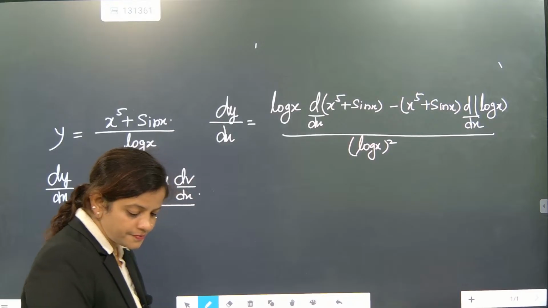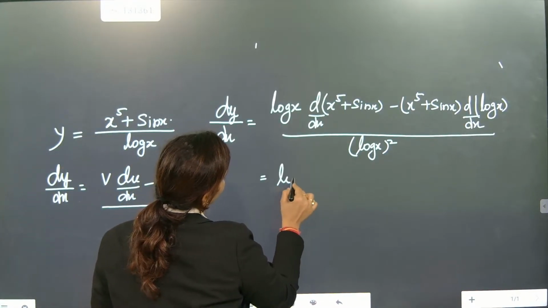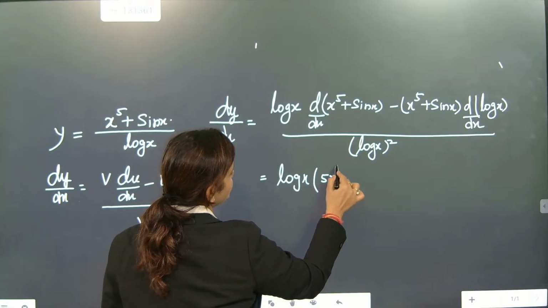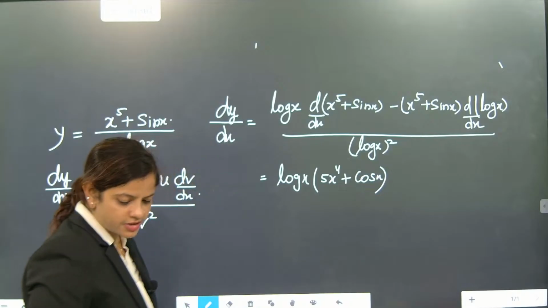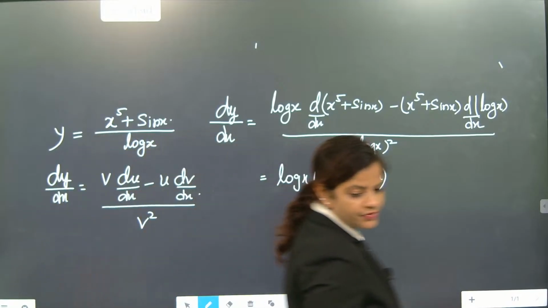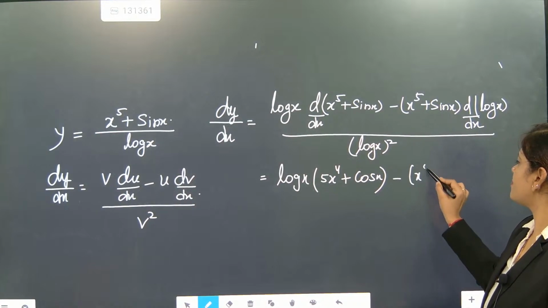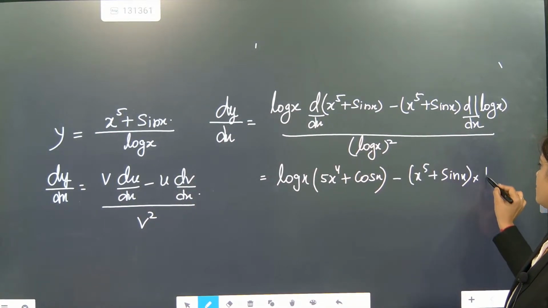Did you solve? Here it will become what? Log x. This differentiation will become 5x to the power 4. Sin x differentiation will become cos x. Okay. Sin x differentiation will become cos x. Minus x to the power 5 plus sin x, and log x will become 1 by x.